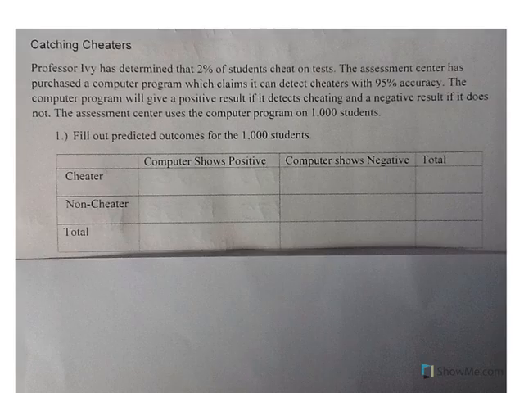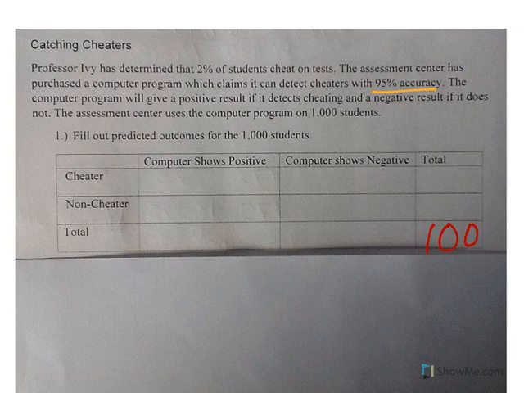Okay, enough with that. Let's go into a new problem, because half the battle with these is really being able to set up the table. So Professor Ivy has determined that 2% of her students are big fat cheater faces on tests. The Assessment Center has purchased a computer program which claims it can detect cheaters with 95% accuracy. There's our accuracy rate. The computer program will give a positive result if it detects cheating, a negative result if it does not. The Assessment Center uses the program on 1,000 students.